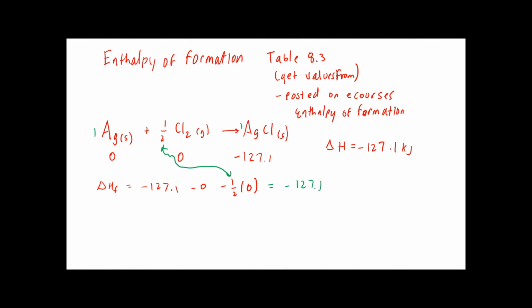Alright, so notice that basically when you have all elements, delta HF equals 0. So the enthalpy of formation for all elements is going to be 0. And it's really important to remember that. And now I'm going to give you a new problem that's going to test that understanding out.